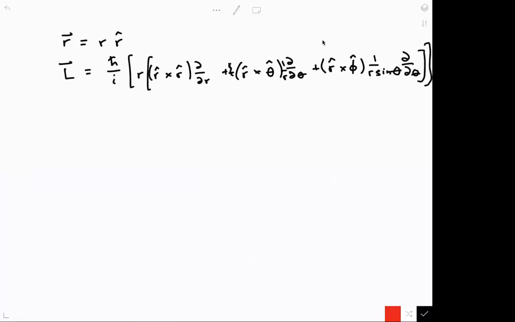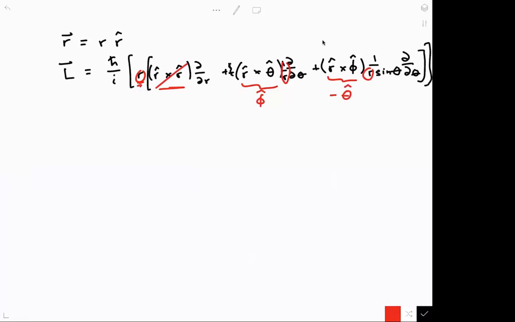So this r out front here only survives with this first one, but this first one, r crossed with itself, is going to give us 0. This second one, the 1 over r and the r out front here are going to cancel, and r crossed with theta hat is going to give phi hat. And then this one, again, this 1 over r and this r out front are going to cancel, and r hat crossed with phi hat is going to give us a negative theta hat.